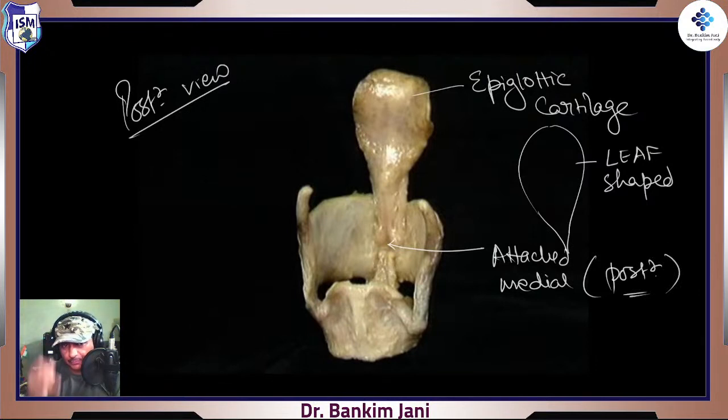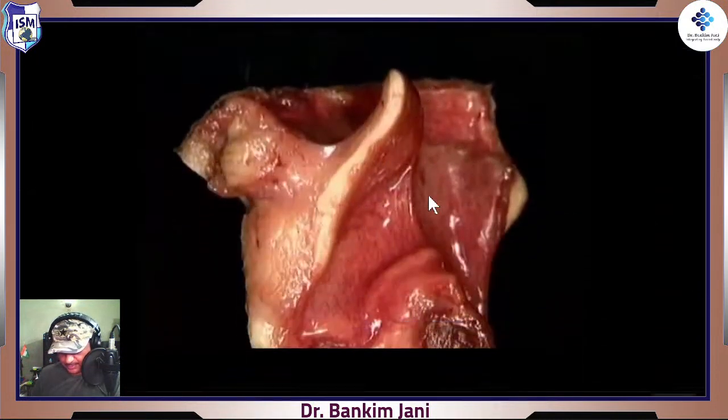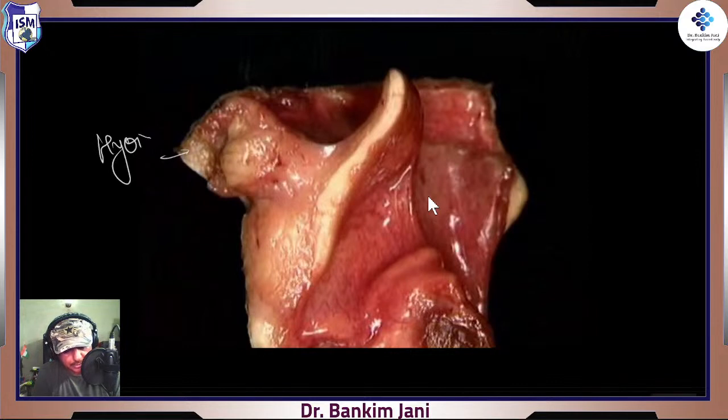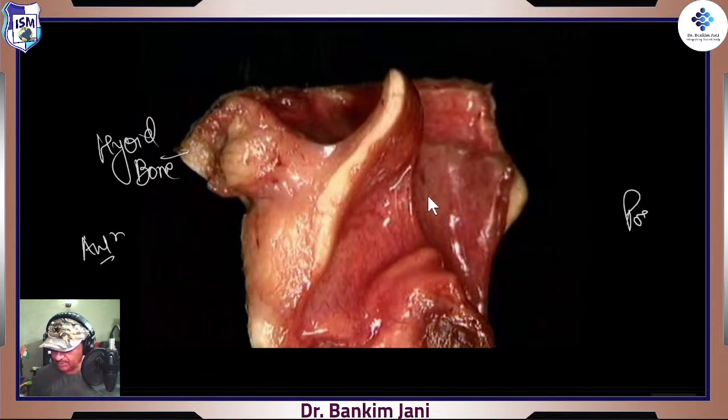Now, from there, let's see this. Now we'll start correlating it. So this is hyoid bone, right? That is the hyoid bone. Again, this is a sagittal section, right? And that's anterior. This one is posterior.